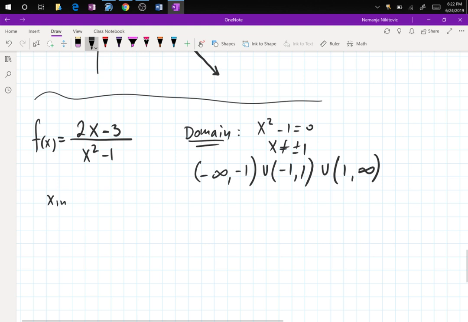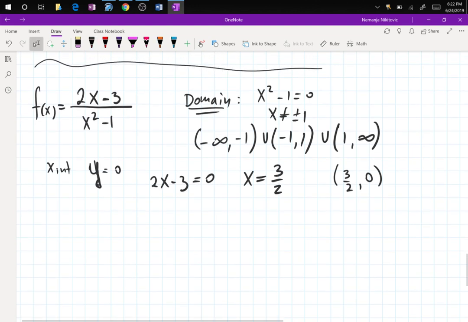For the x-intercept, we set y equal to 0. If y is equal to 0, that means 2x minus 3 is equal to 0, from where x is 3/2. So 3/2, 0 for the x-intercept, and for the y-intercept, x is equal to 0, so that's going to be negative 3 over negative 1, which is 3, so 0, 3. So this is algebra, right, when you get these.